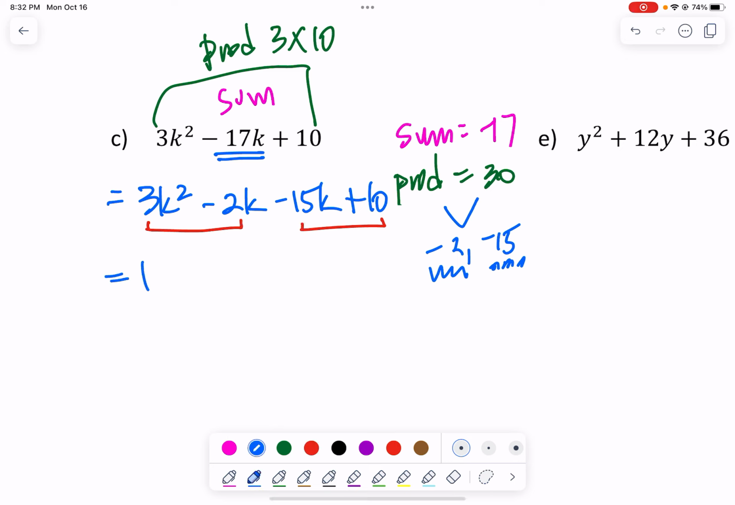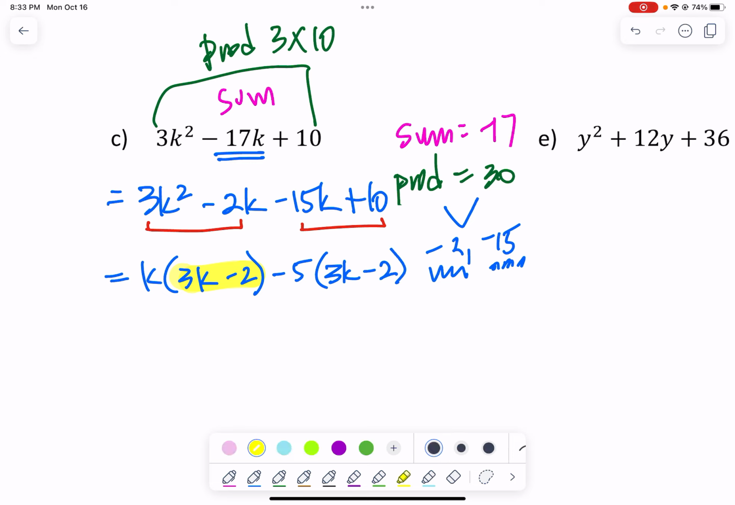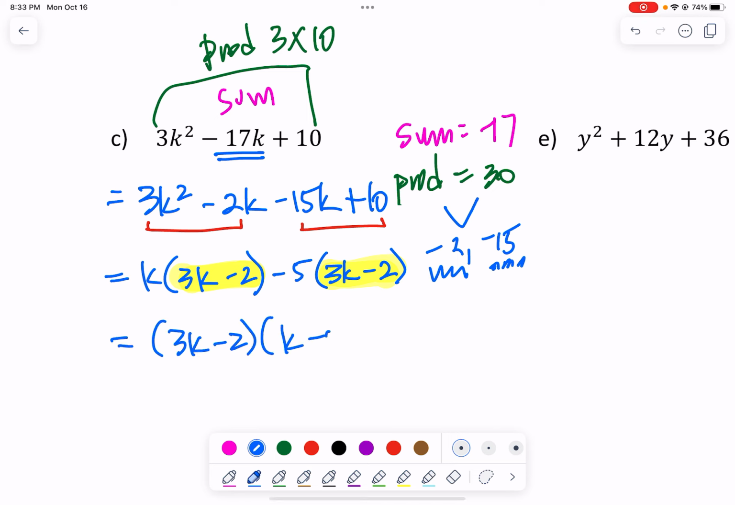So in the first group, I can factor out a k, and I'm left with 3k minus 2. In the second one, I'm going to factor out a minus 5 because I want to end up with still a 3k minus 2. So in order to be left with positive 3k, it means I have to factor out a minus 5. So I factor out minus 5, and I'm left with 3k minus 2. Now that's common to both, so it can be factored out. So 3k minus 2 and k minus 5. And C is now fully factored.